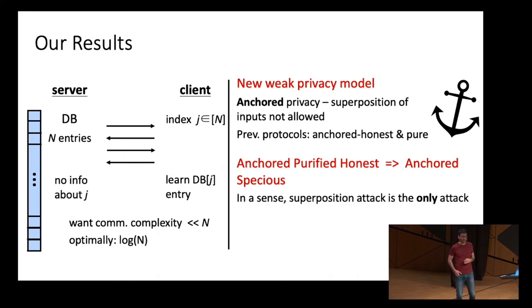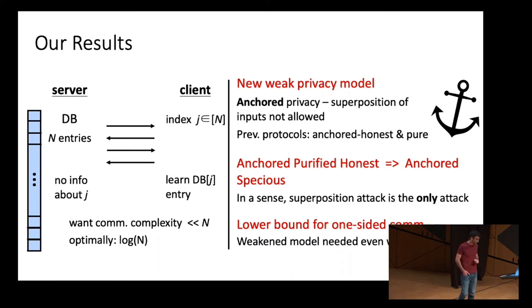So this actually shows that, in a sense, the superposition attack is the only thing that stops you from getting protocols with perfect communication complexity, because we know that there exist protocols in this model with logarithmic communication complexity, although with this little star that you need the pre-shared entanglement. The last thing we show is a lower bound for one-sided communication, which essentially helps us to show that this pre-shared entanglement actually doesn't help much. The reason why we are able to get stronger results is not because of the pre-shared entanglement.